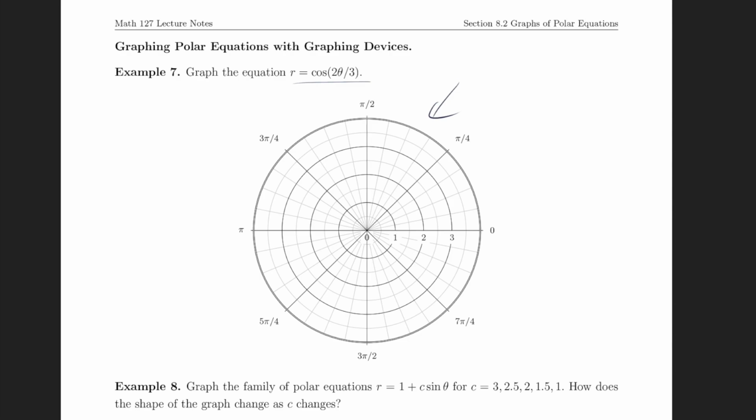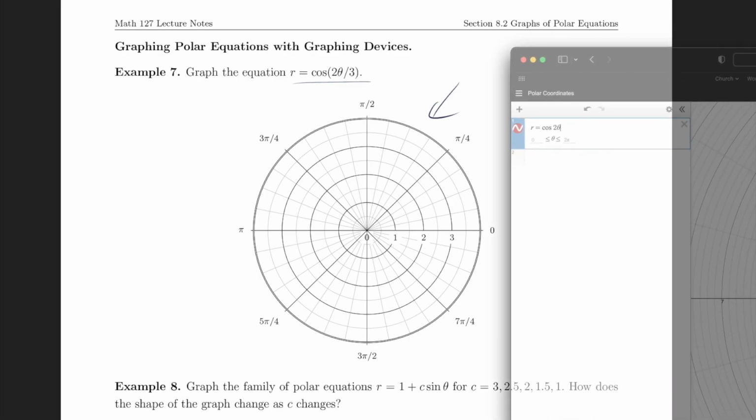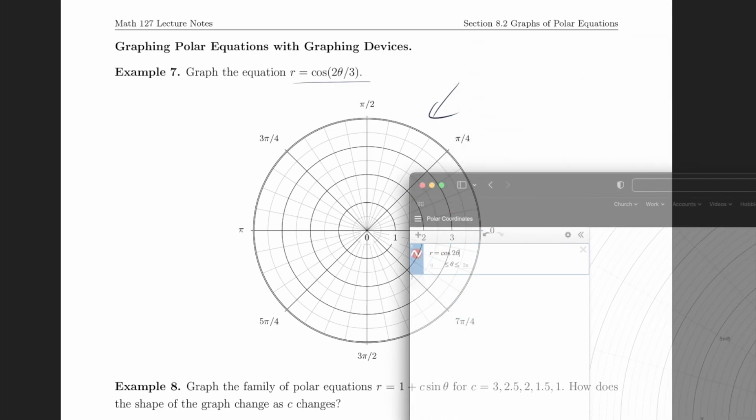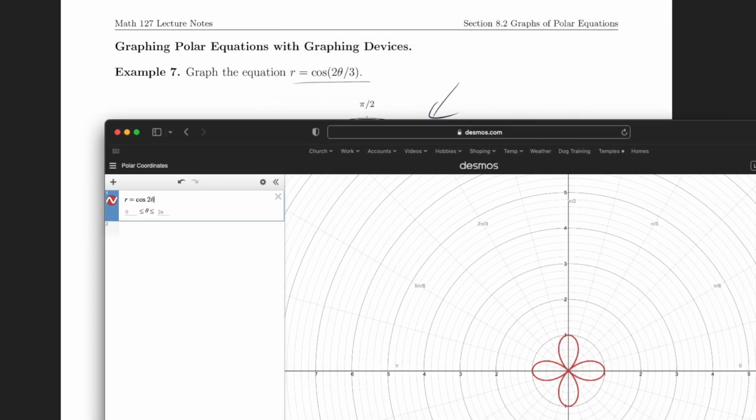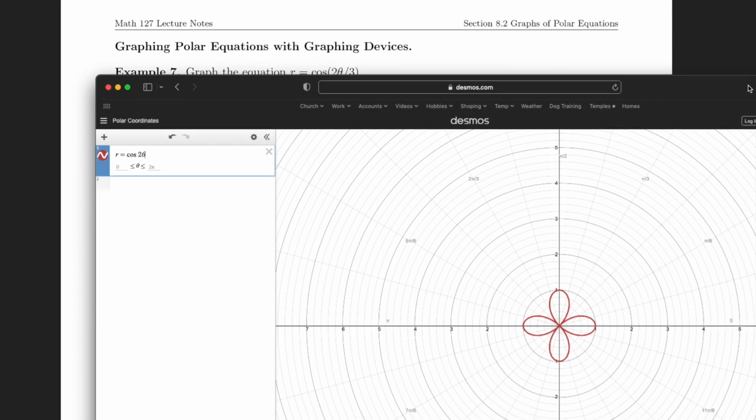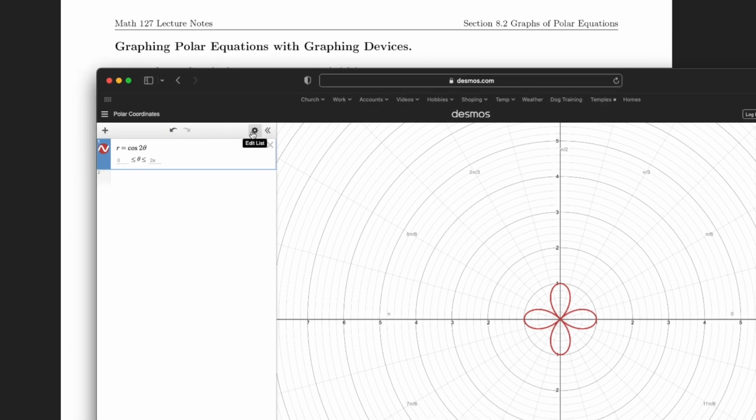So let's look at this. Let's do these more complicated things. So here I have r equals cosine of 2 theta divided by 3. So here we have the 2 theta already. All we have to do is just divide by the 3.